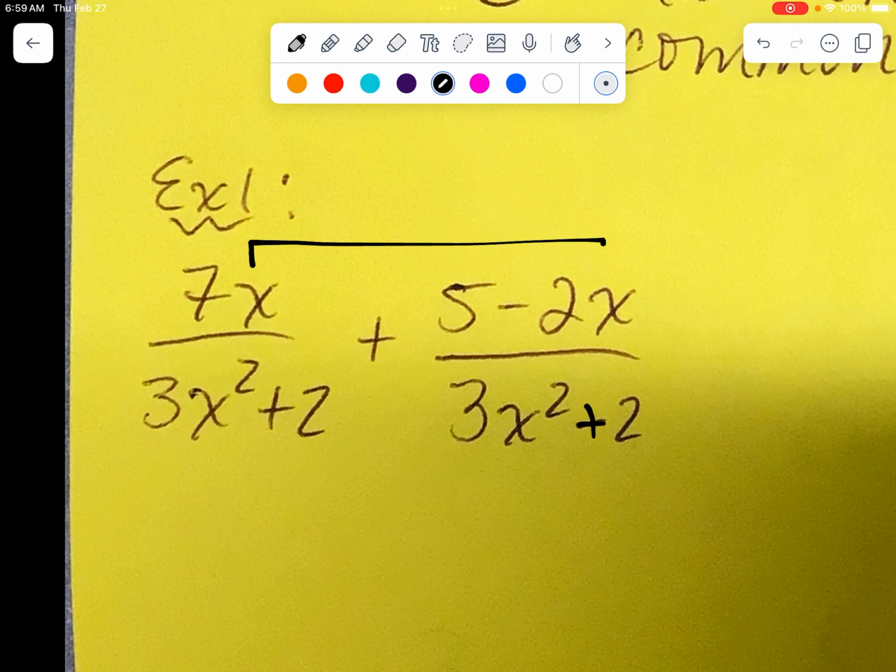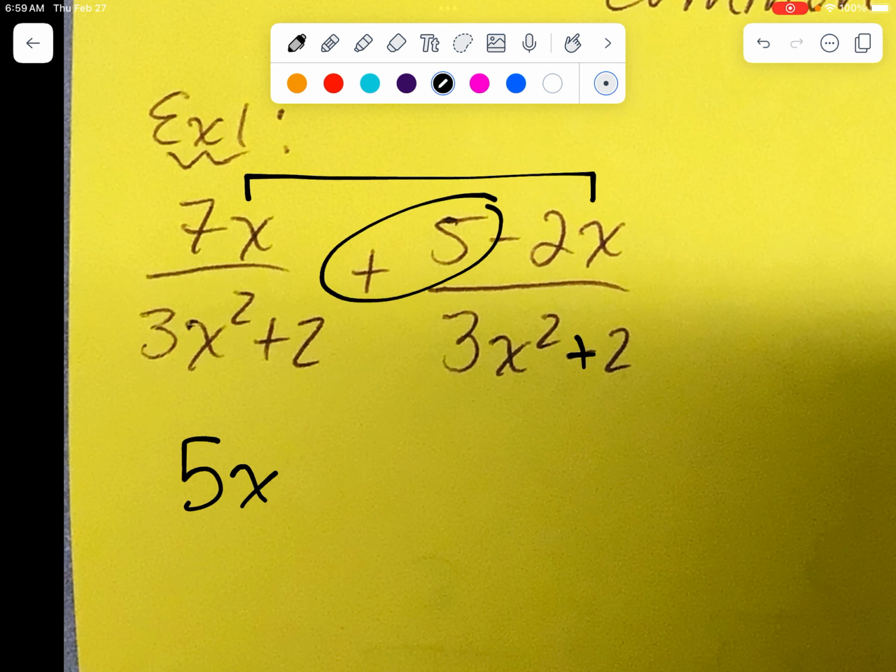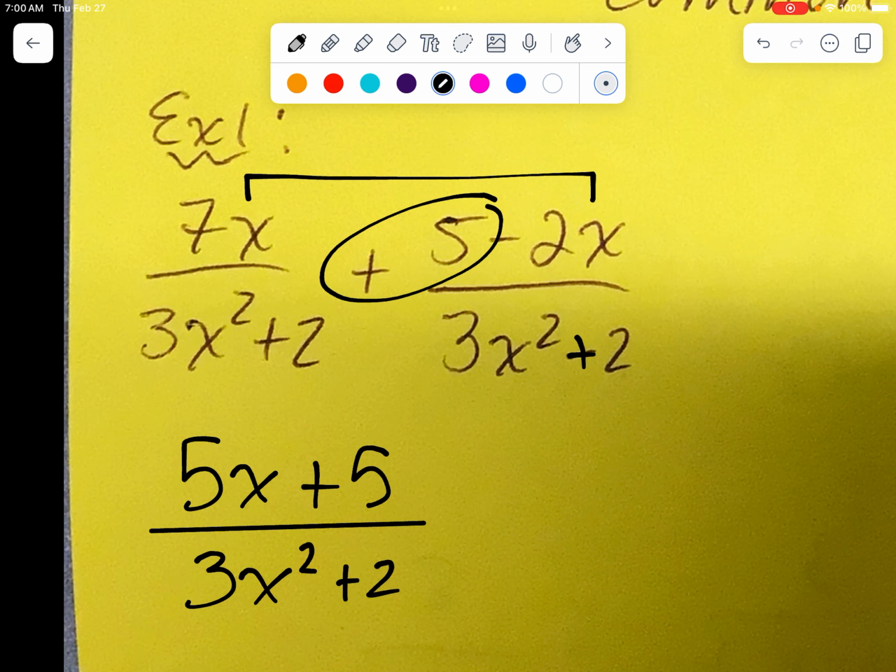So the x's are going to go with the x's. And so we would say 7x minus 2x, that is 5x. And the 5 right here, it's positive because we're adding it, plus 5. And then you simply make one fraction using the common denominator, which is 3x squared plus 2. And this is your answer.